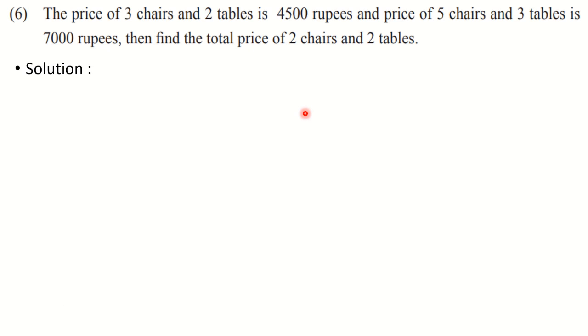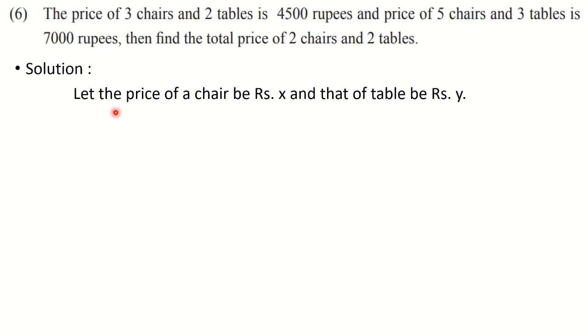So that is our first statement in solution. Let the price of a chair be rupees x and that of a table be rupees y. Okay, we are taking one single. We are not thinking of 2 chairs and 2 tables. But finally, what we have to find out is 2x plus 2y. Okay, only finding x and y is not enough. Afterwards, we have to find the value of 2x plus 2y. Okay, that means the price of 2 tables and 2 chairs.